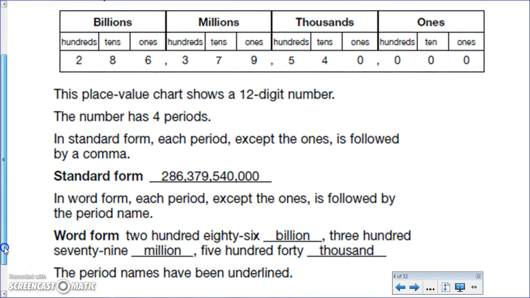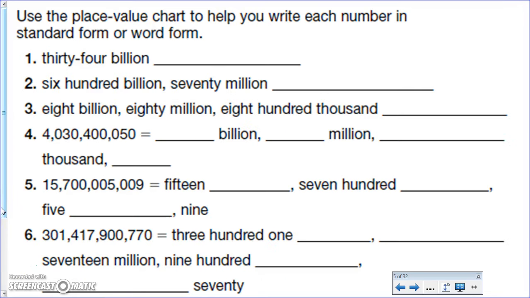So this number in word form is 286 billion, and then there's a comma just like in standard form, 379 million, comma, 540,000. The period names have been underlined. Use the place value chart to help you write each number in standard form or word form. So number 1, we have 34 billion. It's in word form, so we need to put it in standard form, regular number form.